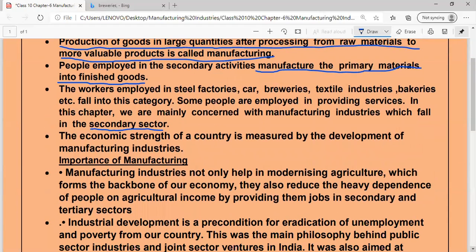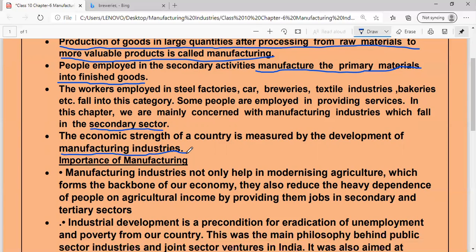The economic strength of a country is measured by the development of manufacturing industries. If industrial sectors are not there, then our GDP growth rate would be minimum. The economic strength of a country, that is the national income, everything would be low if the number of industries are less. More industry means more industrial development, more employment opportunities, more income generated in the economy, and more prosperity to the country. That is why we are telling the economic strength of a country is measured by the development of manufacturing industries. So more people are getting job, more value added products are added into the economy.